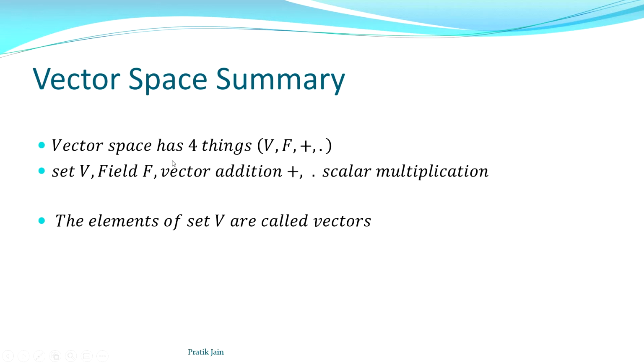I said that a vector space has four things. There is a set V, which is the set of vectors. Then there is a set F, or a field F, so field is the right word. Then there is vector addition and scalar multiplication. If you have these four things, you can say that you have a vector space. The elements of the set V are known as vectors.